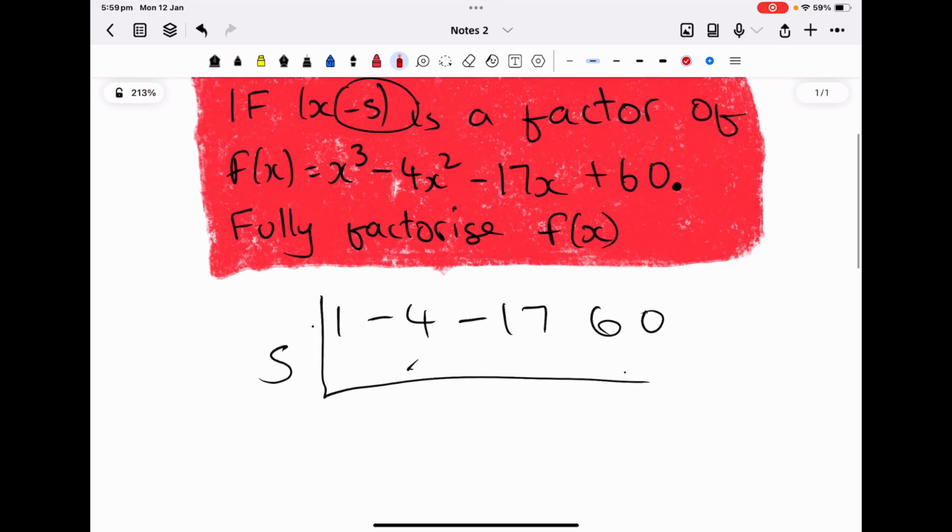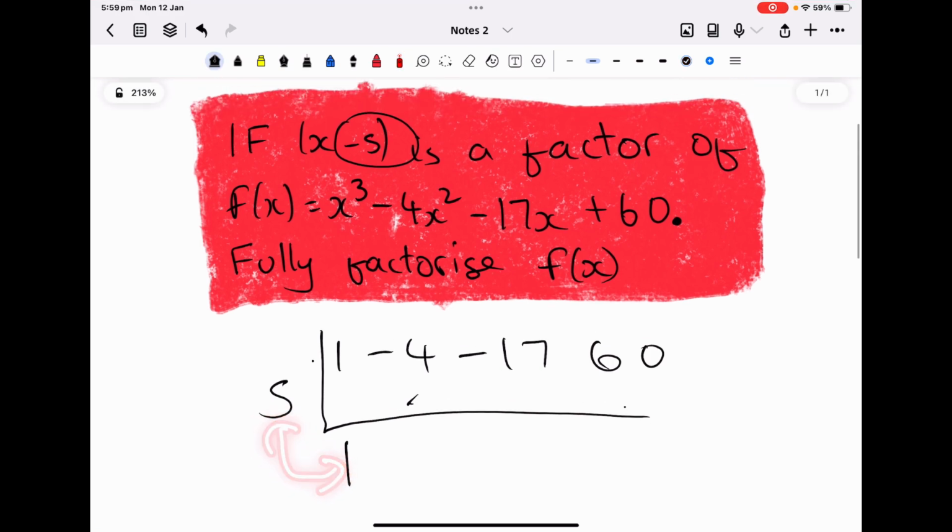So now that you've got the shape, you just bring this 1 down here. Let's do that real quick. 1. And then the next thing you do is multiply these two. It's easy, but when I'm explaining it, it sounds hard, right? So 5 and 1, you get 5 here. Then you add these two: -4 and 5, you get 1. And then you multiply these two together, and on and on.